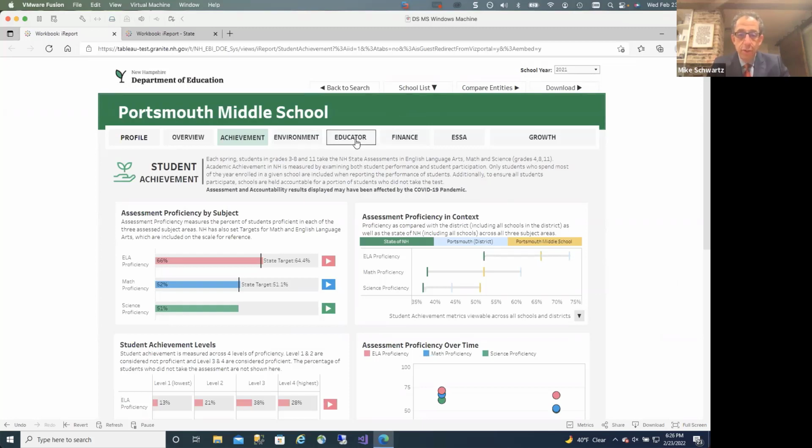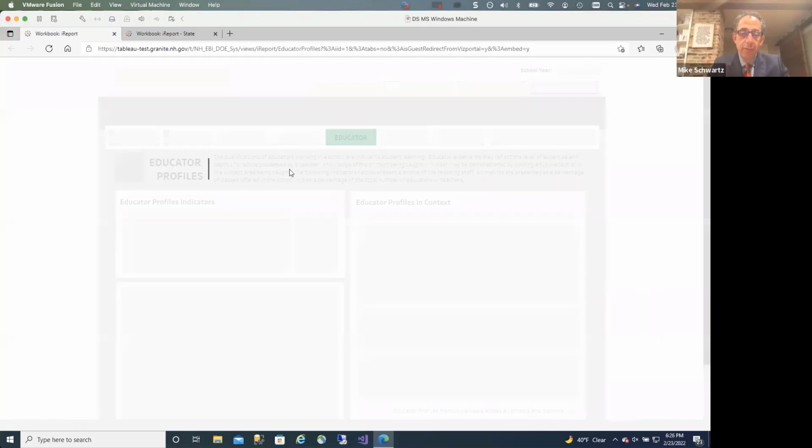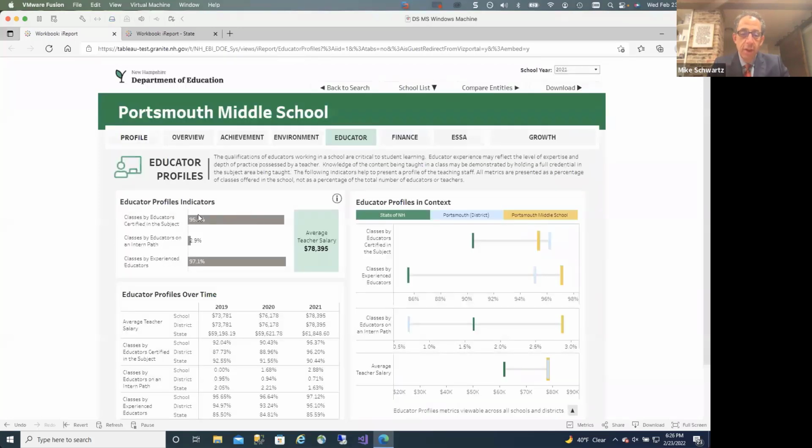Let me jump to Educator, just to make you aware of some of the indicators that are here. For educators, there are a couple of things that we provide. One is the percentage of classes that are taught by teachers who are certified in the subject they're teaching. How many are on an intern? These are intern educators who are working towards their certificate but are allowed to teach within a classroom. And then experienced educators.